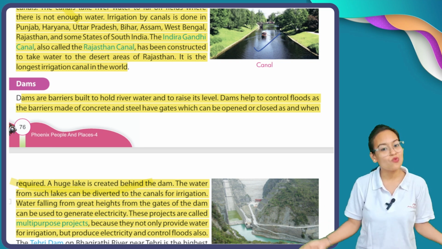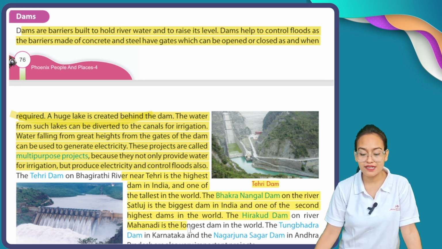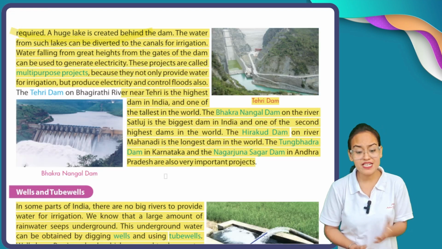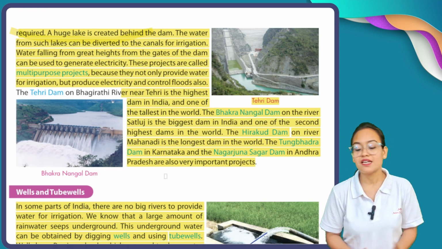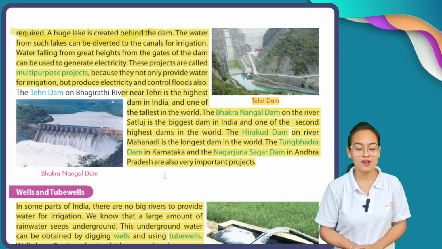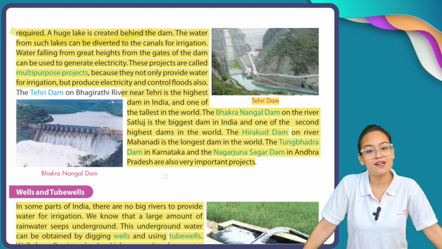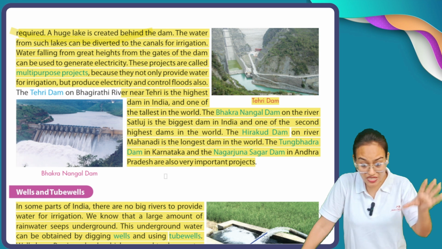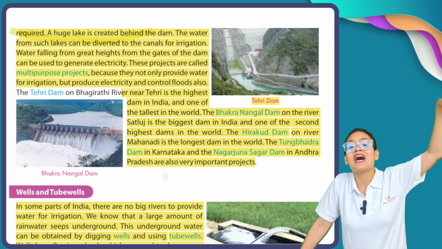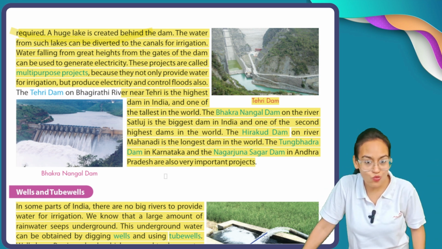The Tehri Dam on the Bhagirathi River near Tehri is the highest dam in India and one of the tallest in the world. The Tehri Dam, which is constructed on the Bhagirathi River, is located in Uttarakhand. It is the highest dam, which means this dam is constructed at maximum height, and it is also one of the tallest dams of the world.